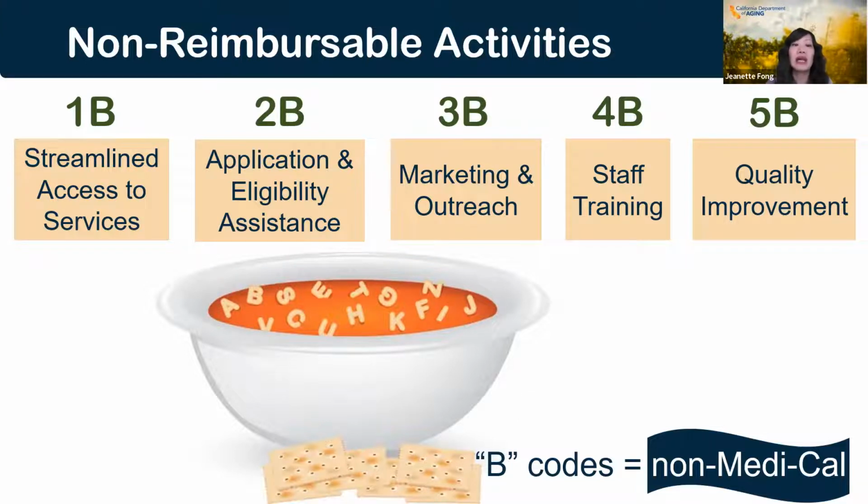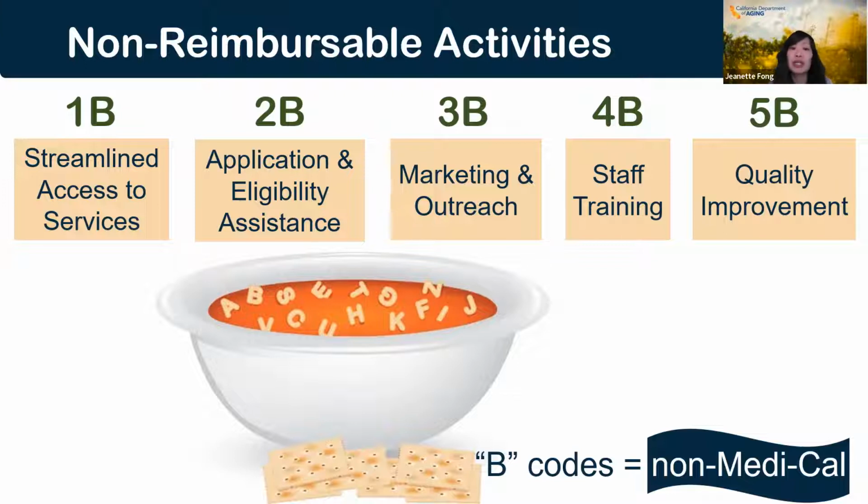So code 2B. This time you're providing application assistance to help someone determine eligibility for non-Medi-Cal programs or services. Again, those applications can be for people who are both Medi-Cal eligible and non-Medi-Cal eligible. So concentrate on the type of application or program you are helping them to apply for. If it's an application for a Medi-Cal program or service, use code 2A. But if it's an application for a non-Medi-Cal program or service, use code 2B.